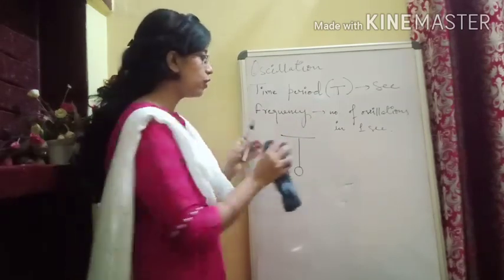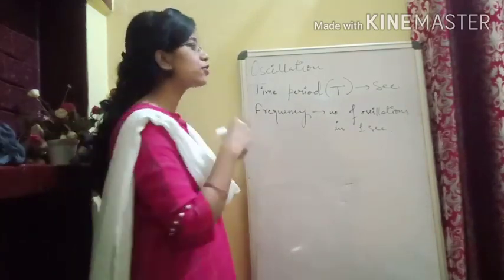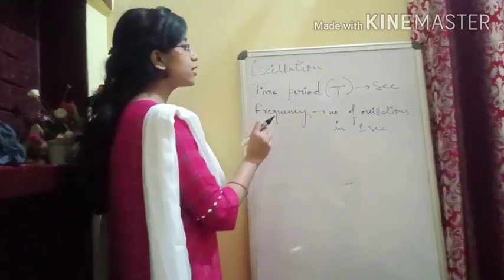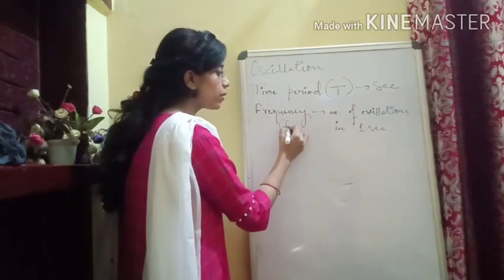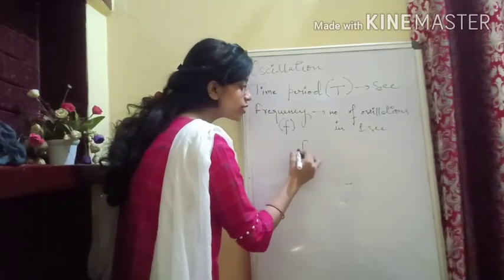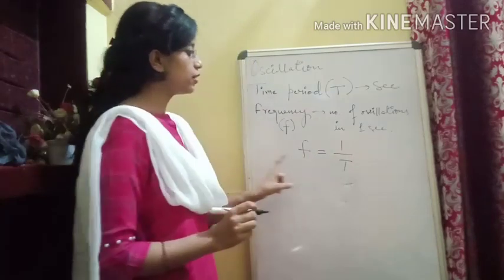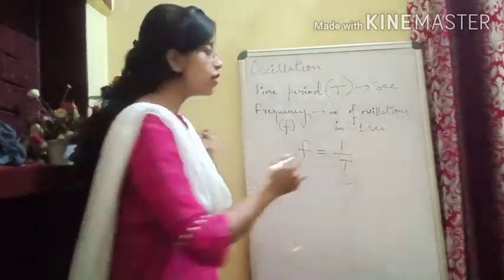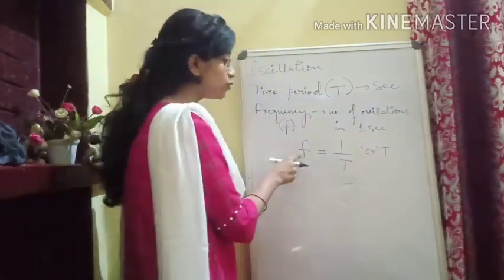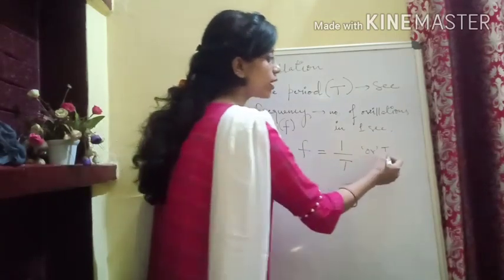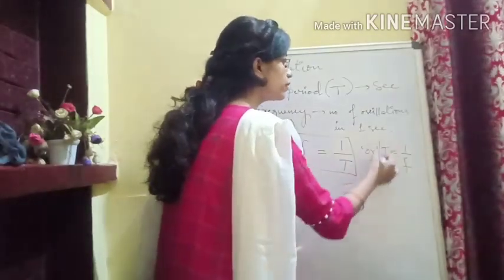Is it clear? Second thing, let's see what the unit of frequency will be. That we will come to, but first we will see what the relation is between time period and frequency. Many of you already know this, and we denote frequency by small f. Frequency and time period are reciprocal of each other. So f is equal to 1 upon T, or you can write T is equal to 1 upon f. Both are correct.